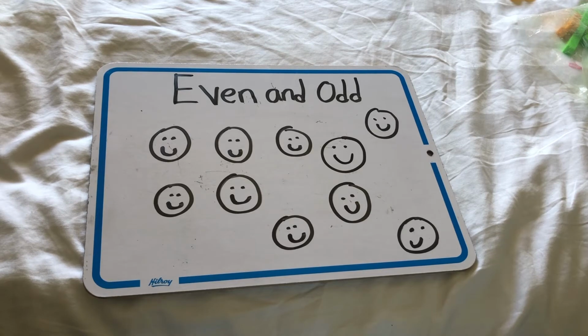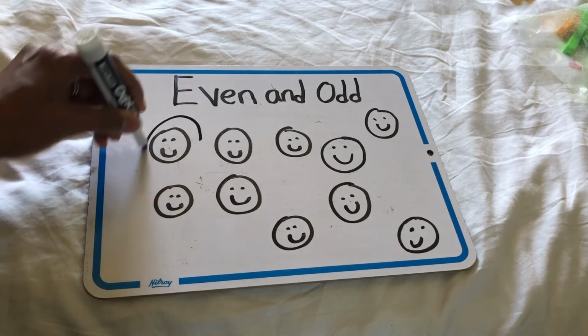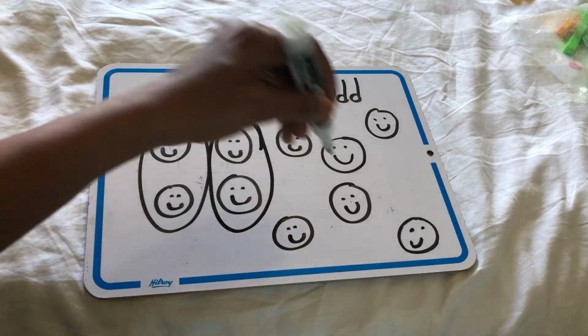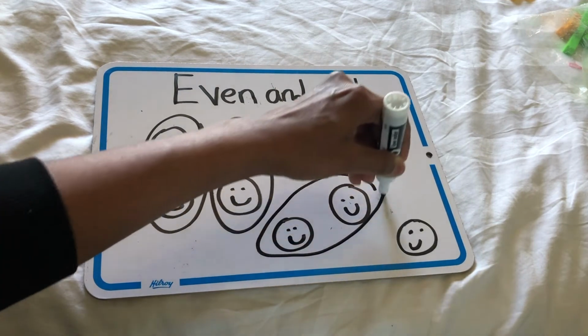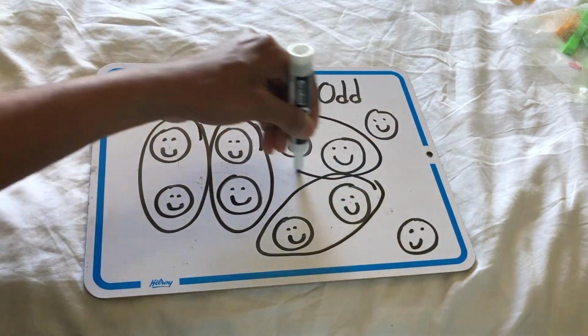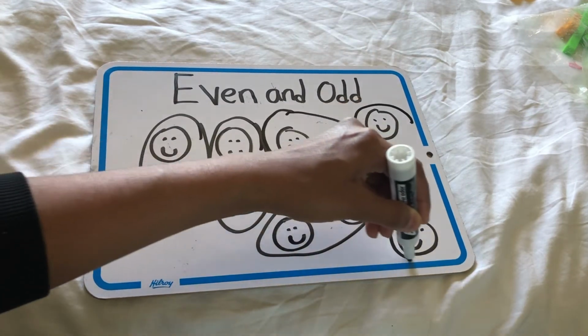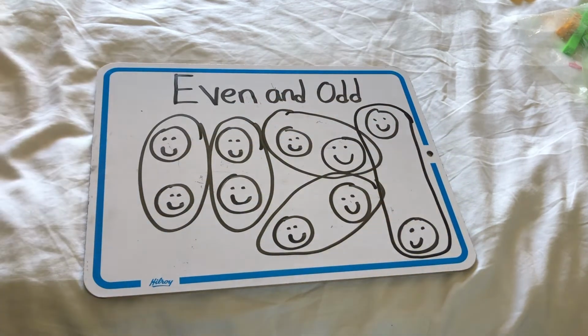For this next example, I drew smiley faces on my whiteboard. Let's try and pair each of these smiley faces up to see if this is going to be an even or an odd number. All right, so I'm going to pair these two smiley faces up right here. I'll pair these ones up right here. I can pair these two up over here. I can pair these two up over here. And I can pair this one at the top and this one at the bottom together.